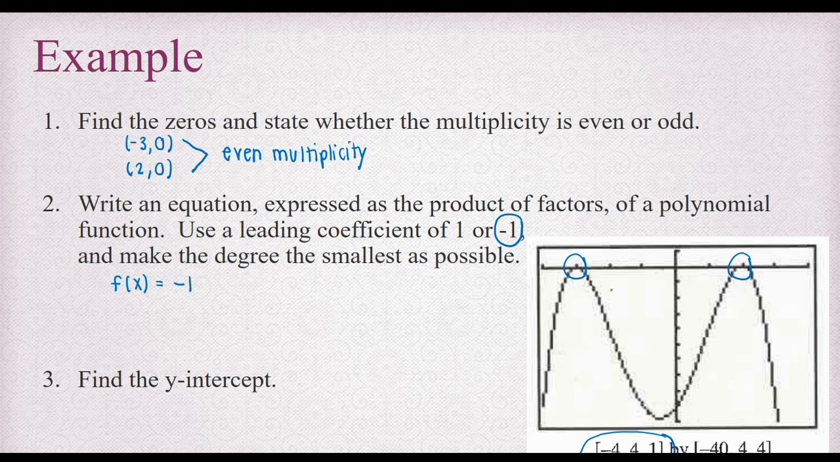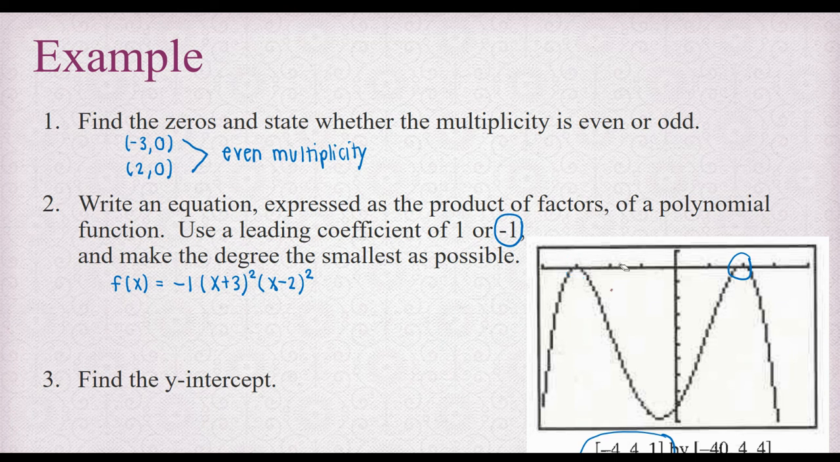Identifying those zeros is what helps me out here. Because I know -3 is a 0, I need x plus 3 in the parentheses. Because it touches and turns, I know I have an even multiplicity, so my exponent has to be an even number, and since they want the smallest degree, the smallest even number is 2. Same idea for my other 0, which is 2, so I want x minus 2, and because it was touching and turning, it's an even multiplicity, so that one is squared as well. So there's my function.